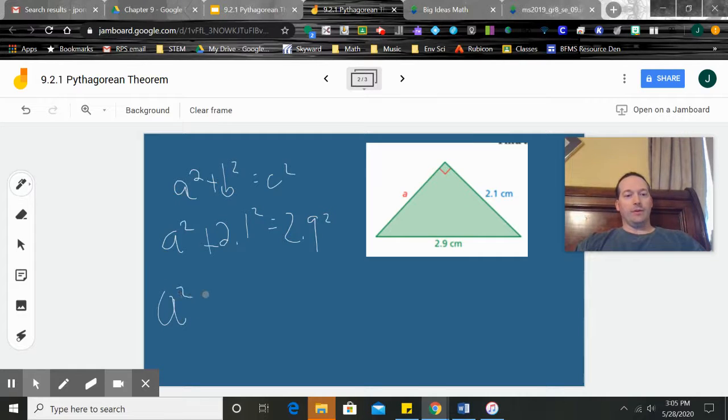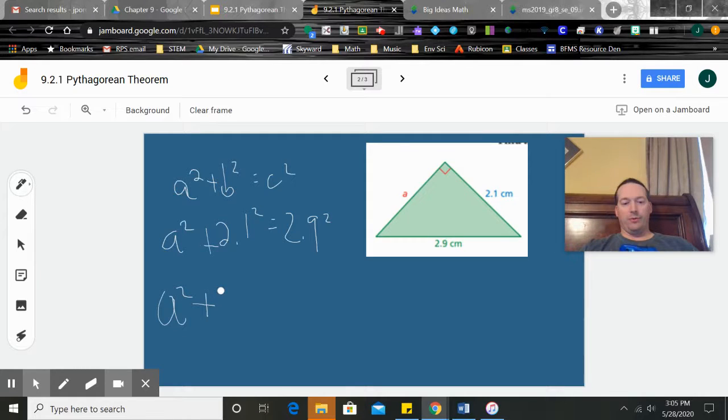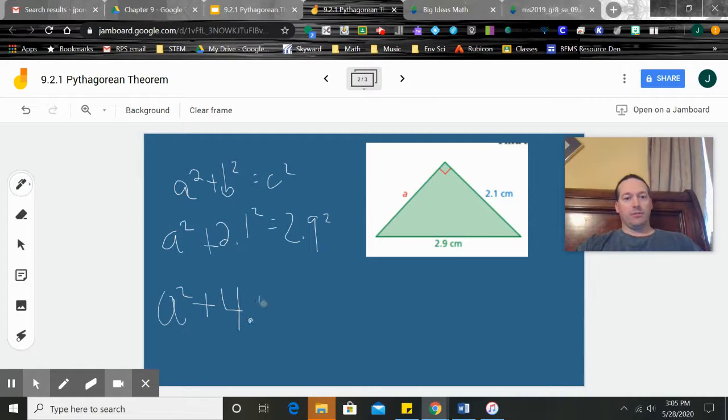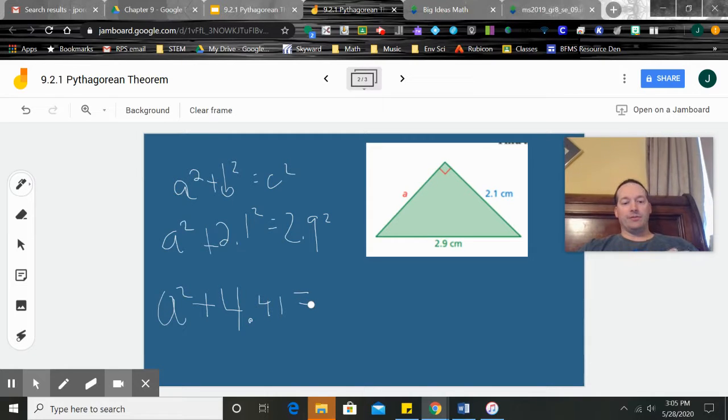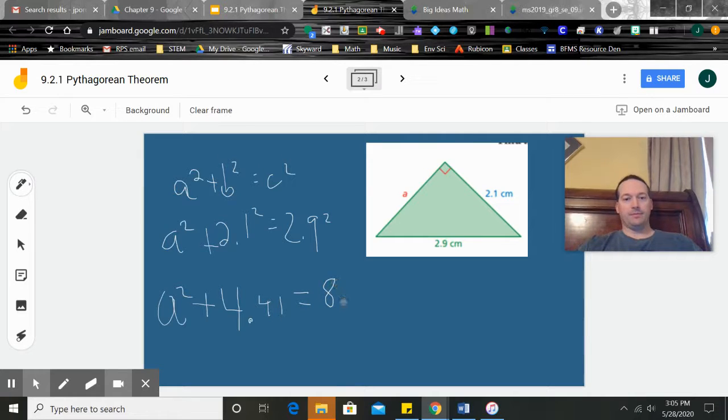So A squared plus, I think that's 4.41. Yes, plus 4.41. That equals 2.9 squared, which is 8.41. Now we're just going to do a simple algebraic equation. We're just going to solve for A.